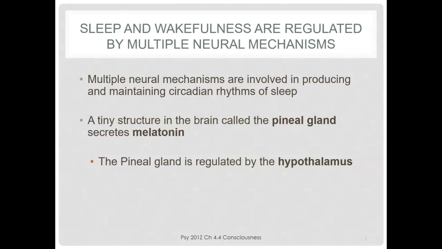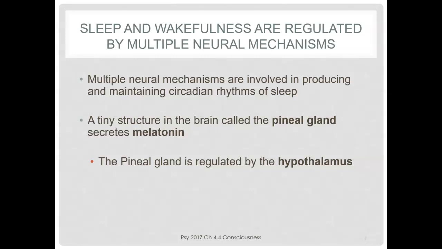We have multiple neural mechanisms involved in producing and maintaining circadian rhythms of sleep. So there's a tiny structure in the brain called the pineal gland, and it secretes melatonin. And I'm sure you've all heard of melatonin. It's a supplement. Our brain makes its own melatonin. As we get older, once we start to hit middle age, our brain doesn't process melatonin as well. I can't remember if its production level goes down. I just know that our brain isn't using melatonin very well as we get older.